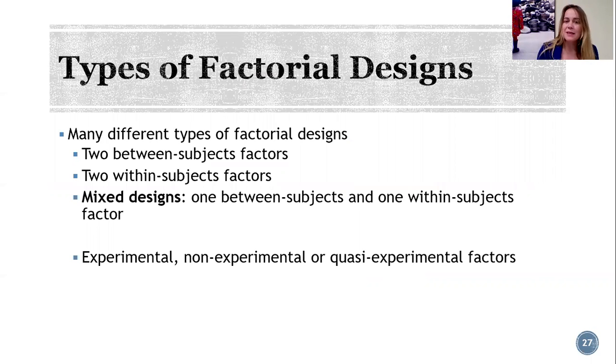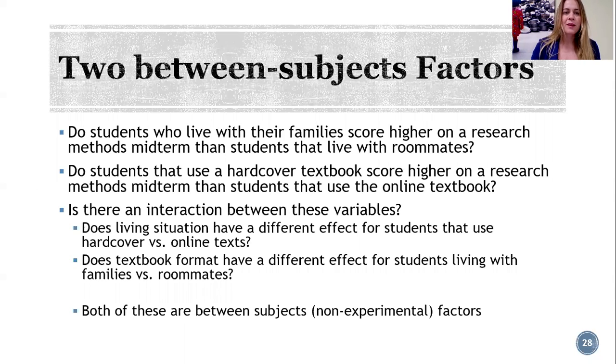We can have two between subjects factors, we can have two within subjects factors, we can have a mixed design where we combine a between subjects and a within subjects factor. And these factors can be manipulated by the researcher, so they can be experimental factors, or they can be non-experimental or quasi-experimental factors.